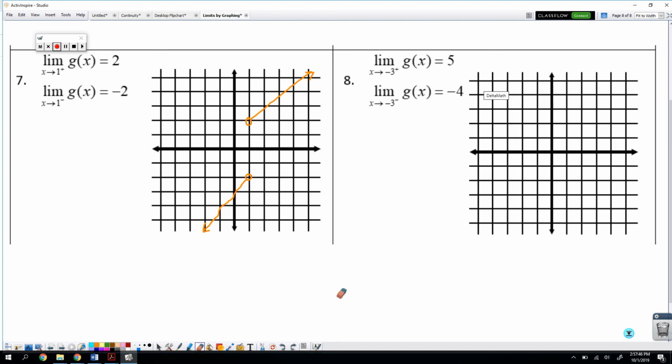Now let's double check what the next one says. So the next one says it wants -3 from the right side to be at 5. 1, 2, 3, 4, 5. This one I'm going to close just because I feel like it. This one's also going to be a parabola. And then it says -3 from the left side, it's supposed to be at -4. 1, 2, 3, 4. Now I can't close this one, that wouldn't be a function, so I'll leave it open. And I'm going to do an absolute value function. Beautiful. Okay, so that's how you go about doing limits by graphing. I hope that this was helpful.